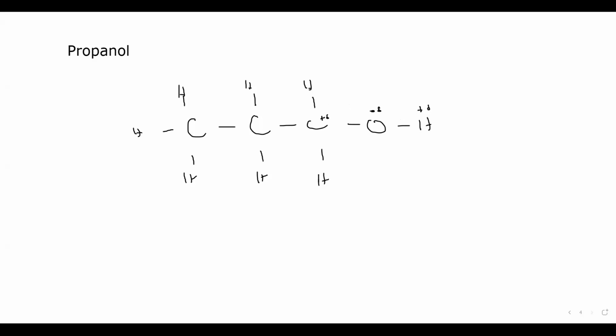So when we check, first thing, hydrogen is bonded with oxygen. Whenever hydrogen is bonded with oxygen, fluorine or nitrogen, this may lead to hydrogen bond. So this part of the structure leads to hydrogen bond.